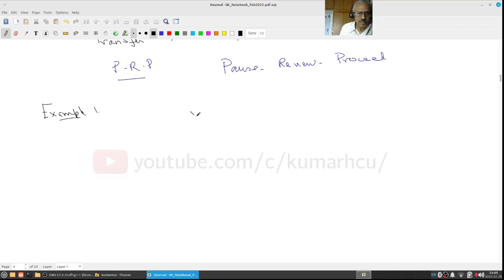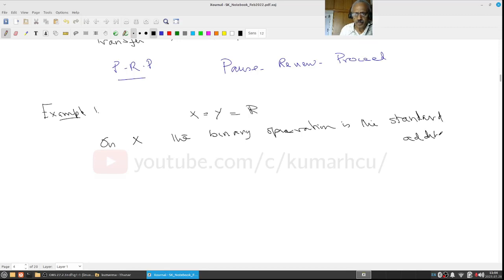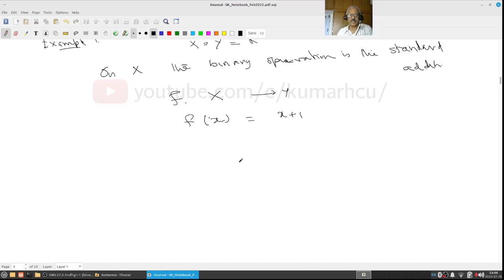Let X equal Y equal R. Now on X I have the binary operation, which is the standard or usual addition. And f from X to Y is this map, I will call the map T. Let's say f of x equals x plus 1. You understand that? This is my map. It is easy to check this is a bijection.